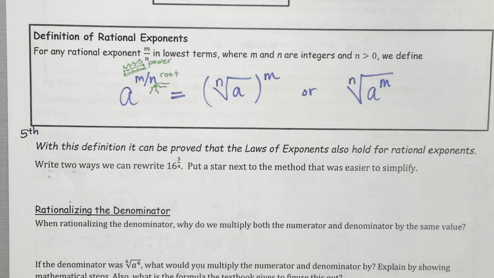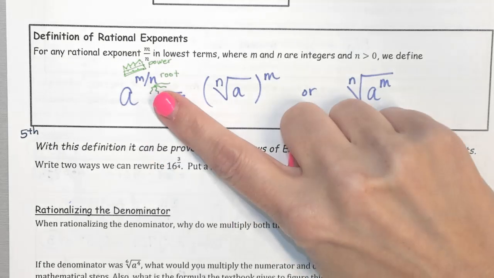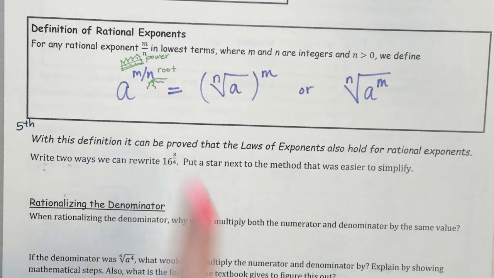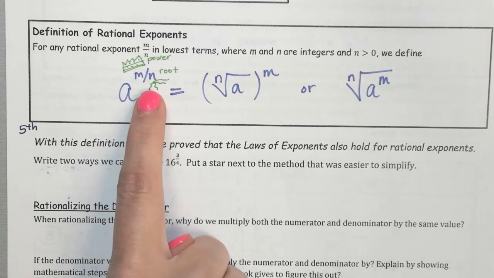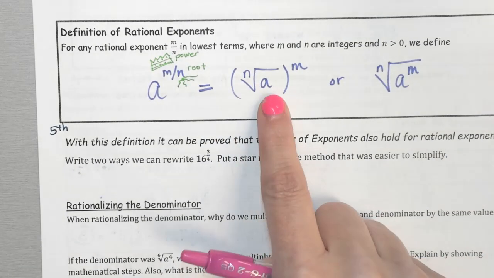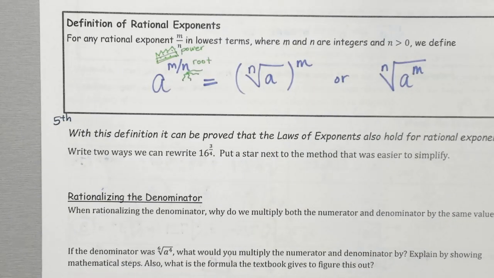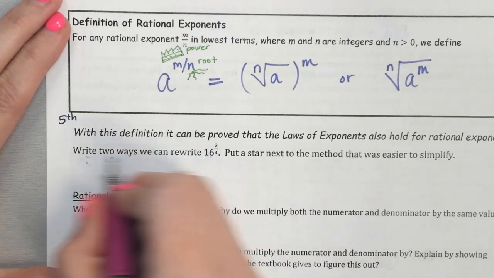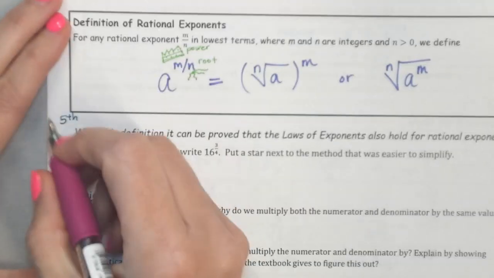Okay, so yesterday we left off with if you have a rational exponent, so a fraction, m over n, the bottom number is the root, the top number is the power. There's two different ways you can write those. You can write it as the mth root of a and raise everything to the m power. So when we're doing this one, there are two ways.